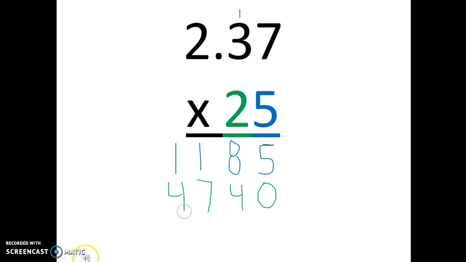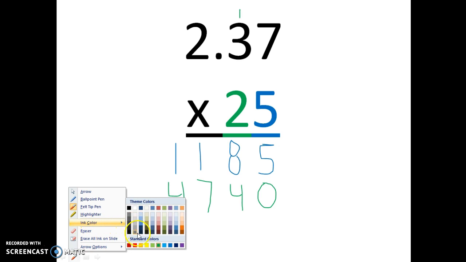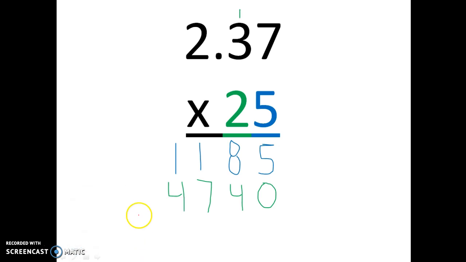Here we're done multiplying. All we got to do now is add. We're going to use red for our answer. Addition. 5 plus 0 is 5. 8 plus 4 is 12. Put the 2. Carry the 1. 7, 8, 9. So we have 9. And 4 plus 1 here is 5.